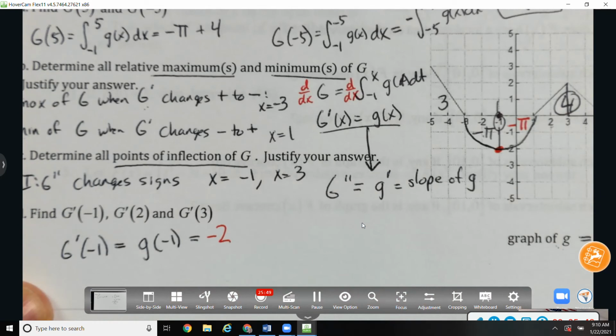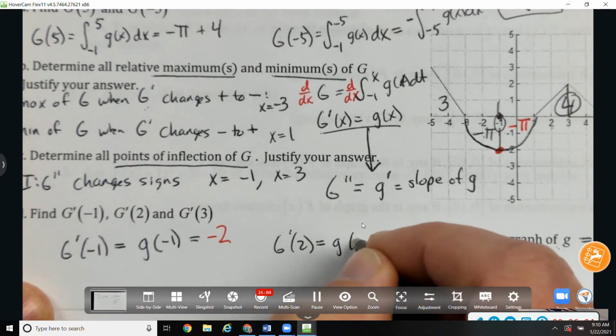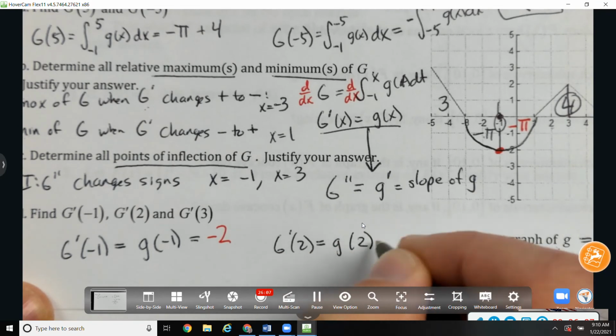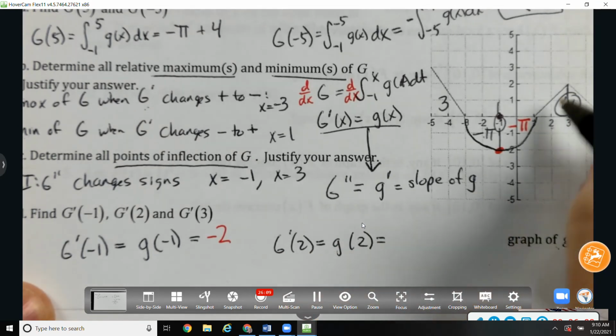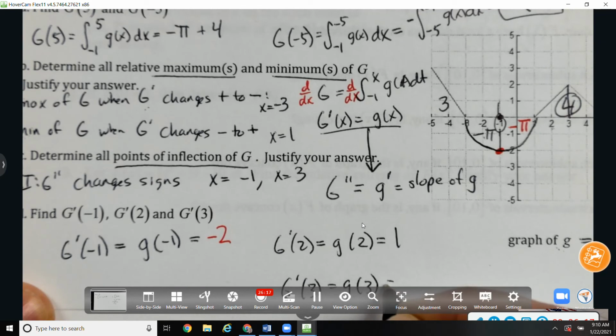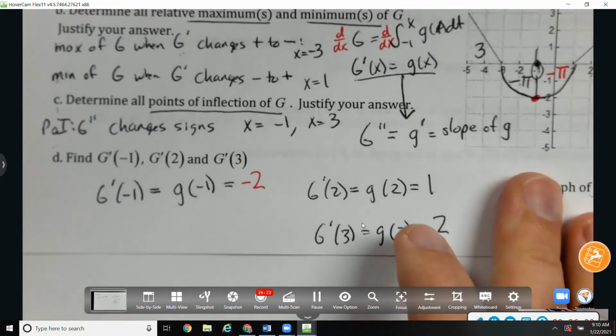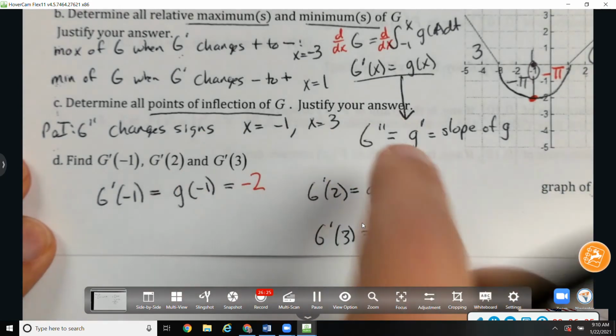So I don't want to say there's no calculus, because there's a whole lot of stuff going on in the background here that we already covered, but to answer this question, all you're doing is picking a point off the graph. Capital G prime of 2 is equal to little g of 2. So we look on the graph, and that's 1. Capital G prime of 3 is equal to little g of 3. We look on the graph, and that's 2. So those are the easiest questions on the page if you made the connection between capital G and little g.